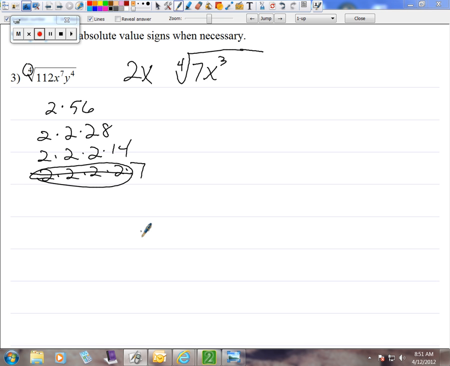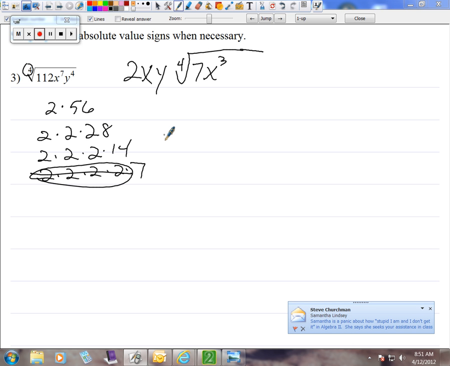What about the y to the 4? How many times does y fourth go in, or 4 go into that? Do we have any left? So you won't have any y's inside, it'll just be that. Does that make sense? No remainder, so we don't have any y's left inside.